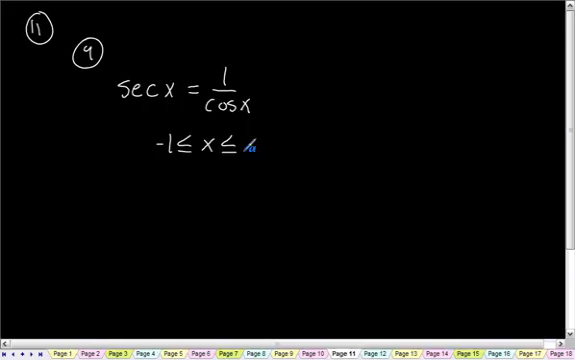For cosine of x, it has to be between negative 1 and 1. That's the domain. That's the numbers we're allowed to plug in for our x values. Numbers have to be a fraction between negative 1 and positive 1. Remember the unit circle. For secant, because it's pretty much the inverse, the domain is a little different. The domain for secant is x less than or equal to negative 1, or x greater than or equal to positive 1.